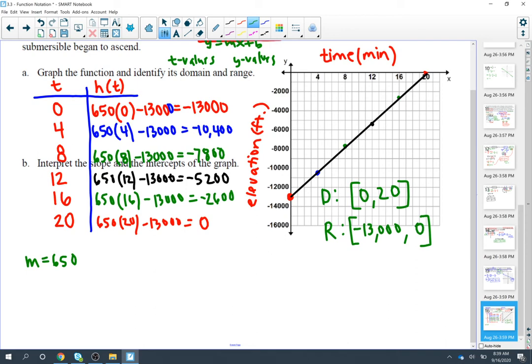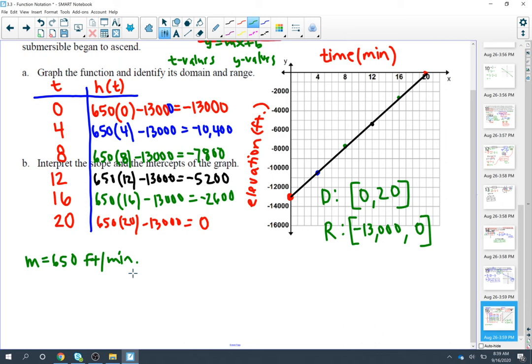So if we look at our graph, over here we have feet. Over here, we have time. So we're rising 650 feet, 650 feet, 650 feet, 650 feet every minute. So this is 650 feet per minute, which means the submarine is rising to the surface at 650 feet every minute.